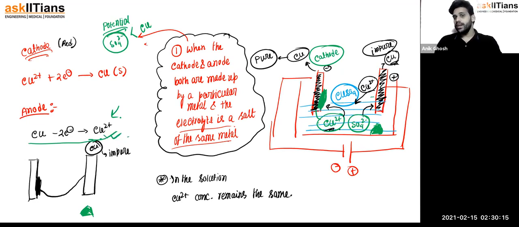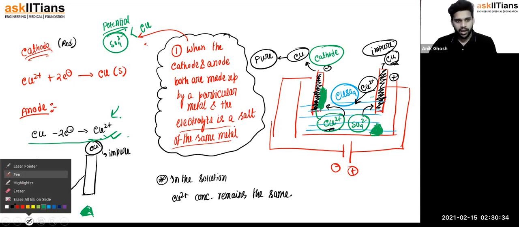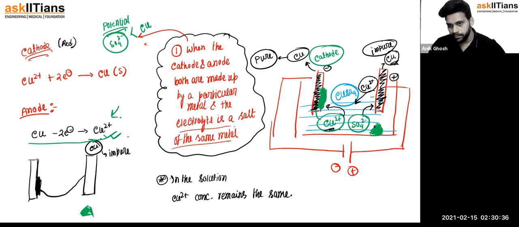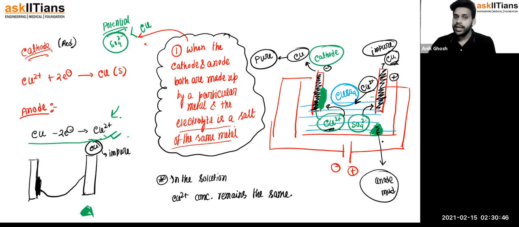So this anode would get corroded with time, and this cathode would get thicker and thicker with the pure copper only. All the impurities would get deposited over here, and these impurities are called anode mud. Anode mud. Okay, so this is the entire process. I think you got it.